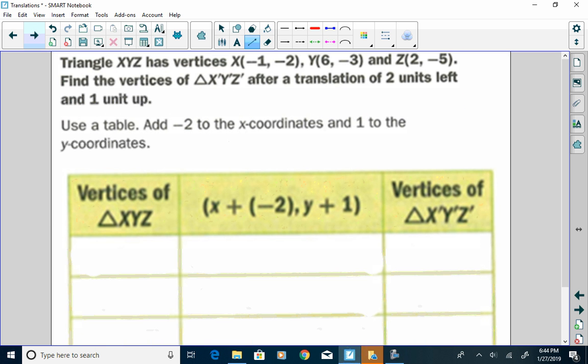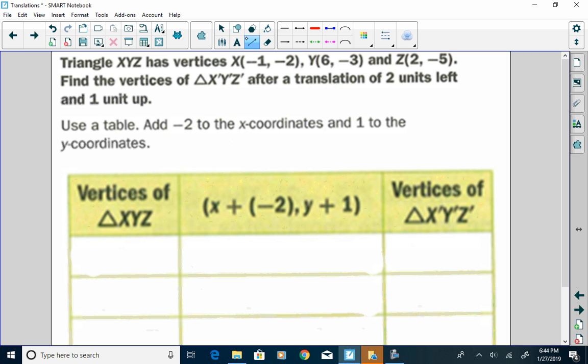All right, let's look at our next problem. Triangle XYZ has vertices at (-1, -2), (6, -3), and (2, -5). We want to find the vertices of triangle X prime, Y prime, and Z prime after a translation of 2 units left and 1 unit up. Use a table. We want to add -2 to the x coordinates and 1 to the y coordinates.